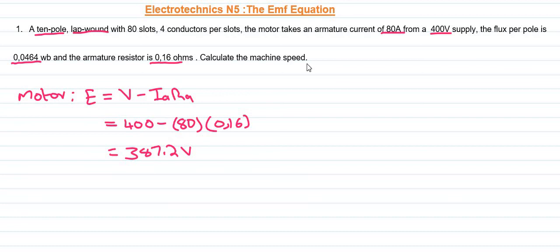So the EMF induced in a conductor equation is P over A, where P is the pairs of poles and A is the number of parallel paths, multiplied by the flux per pole, the speed, and the number of conductors. Here we will focus on the EMF induced in a conductor.